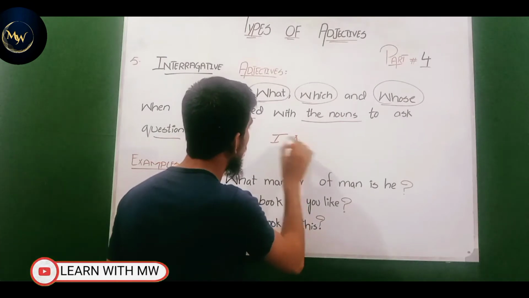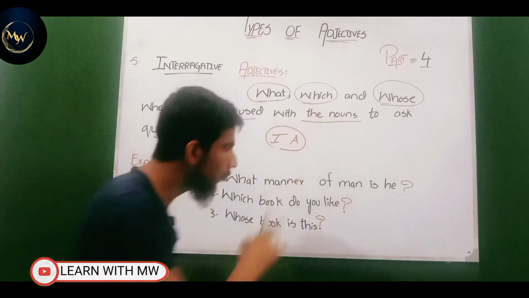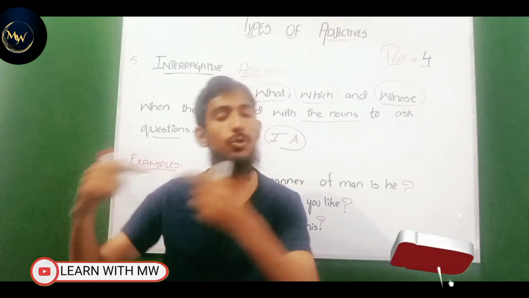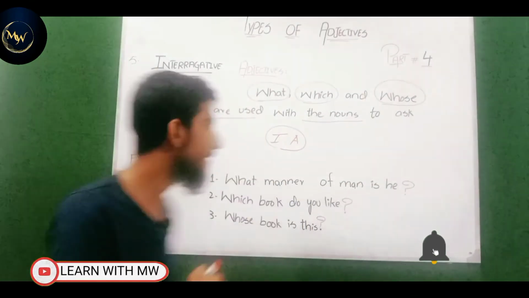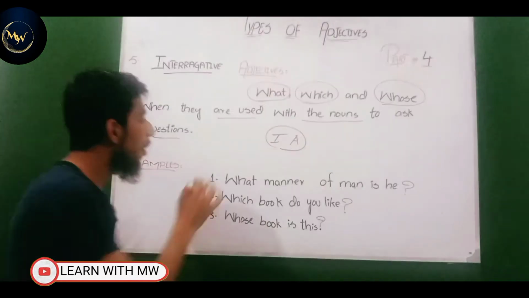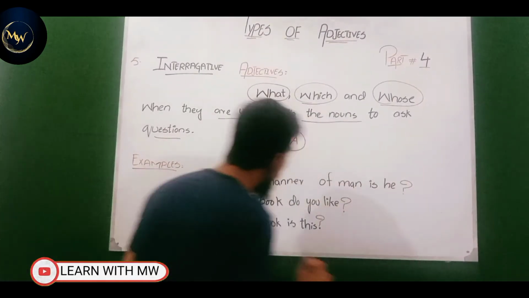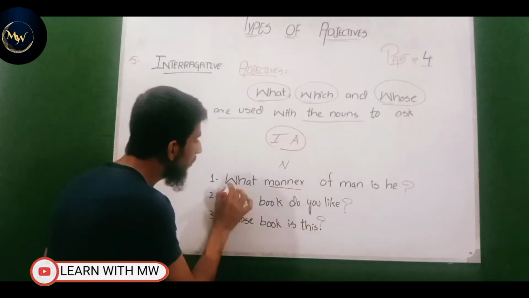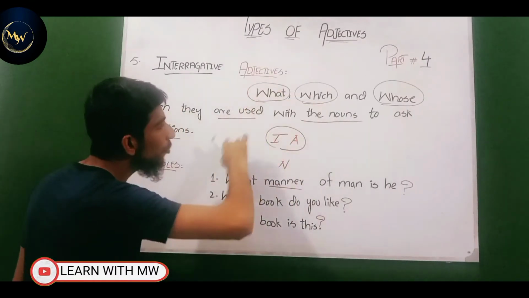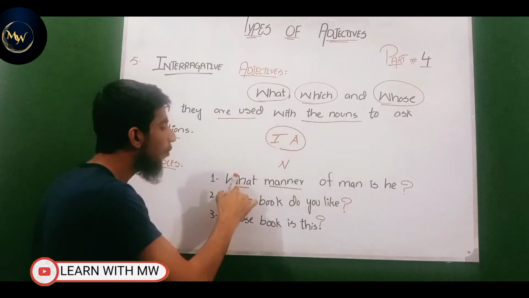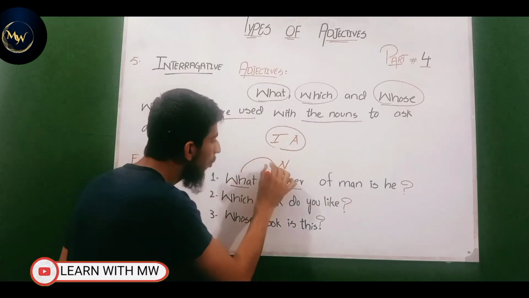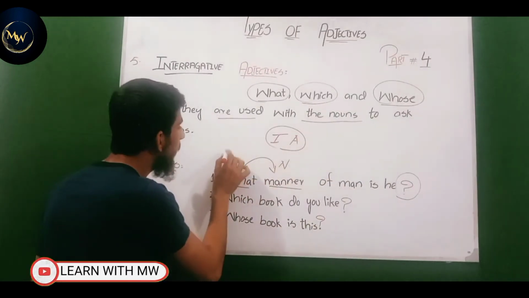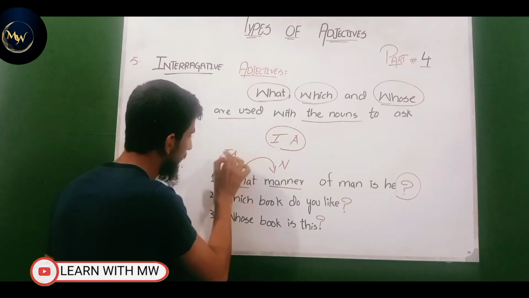So what, which and whose are basically called interrogative adjectives when they are used with a noun to ask a question. Look at three examples, you will learn easily. Look at: what manner of man is he? "Manner" is a noun, and "what" is used with a noun to ask a question. That's why "what" is an interrogative adjective.